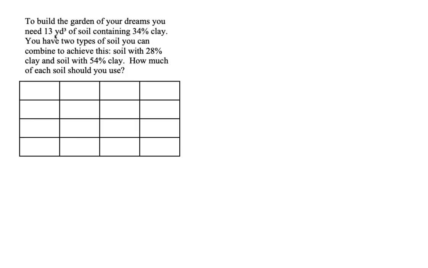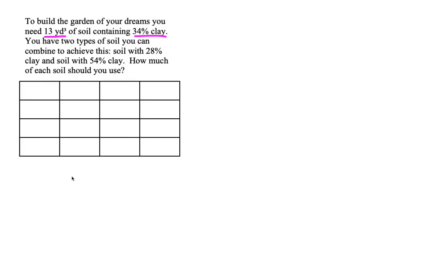So what we want is 13 yards of soil that's 34% clay. That's what we want. What we actually have, however, if you go to Home Depot and say, "Hey, I want to buy 13 yards of 34% clay soil," they say, "We don't have that.